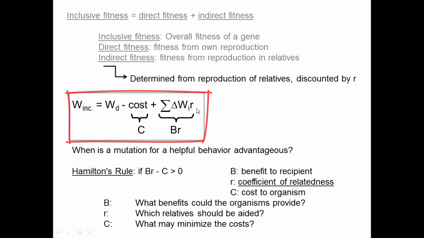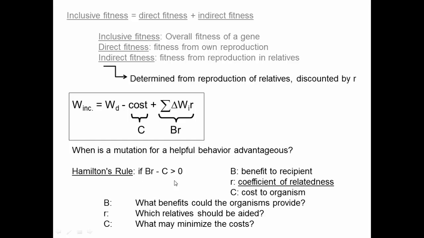So with this equation, if we ask when a mutation for a helpful behavior is advantageous, it would be when this second part is positive. If negative C plus BR is positive, inclusive fitness will be larger than direct fitness, and individuals that have a helpfulness mutation will do better than individuals that don't. That's equivalent to saying that BR minus C is positive, and this is called Hamilton's rule. Hamilton's rule: selection for an allele that causes helpful behavior will be favored if the benefit to recipients multiplied by their coefficient of relatedness, minus the cost, is positive.